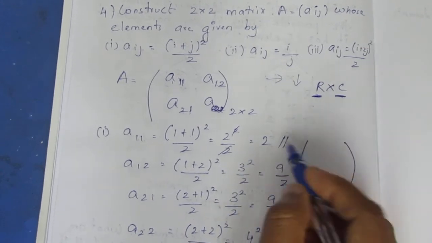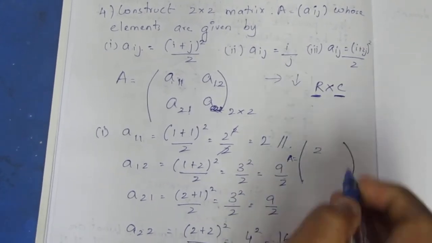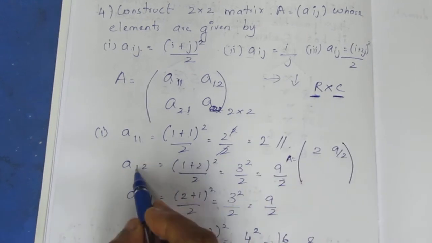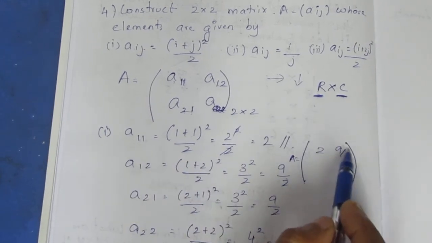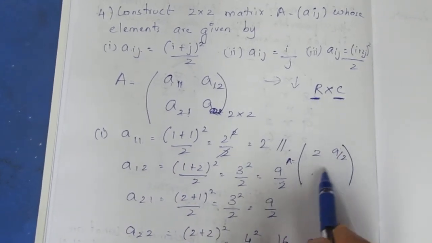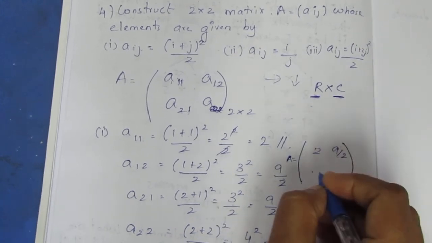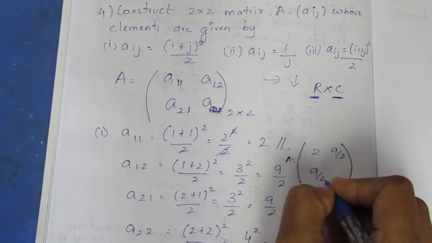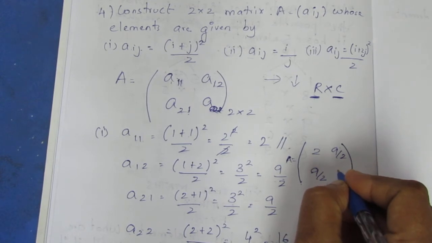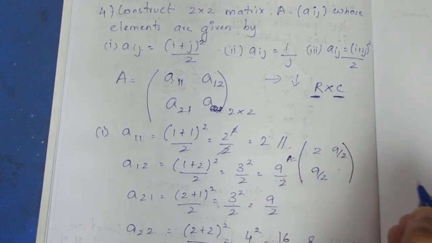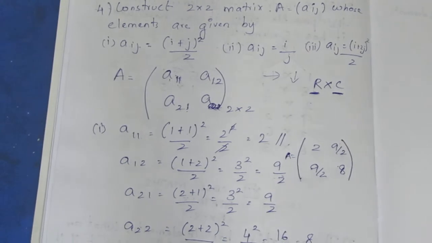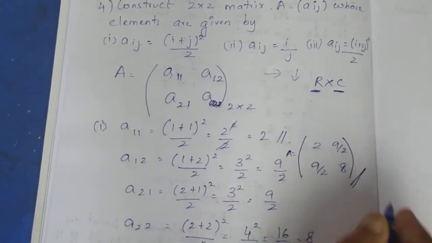A is equal to 2. Always be careful while writing the places. Here it is for 1, 2, so you need to write in this place. If you write here, it will become wrong. So be careful while writing the elements. Here also it is 9 by 2. Here it is 8. This is the final answer for the first subdivision.